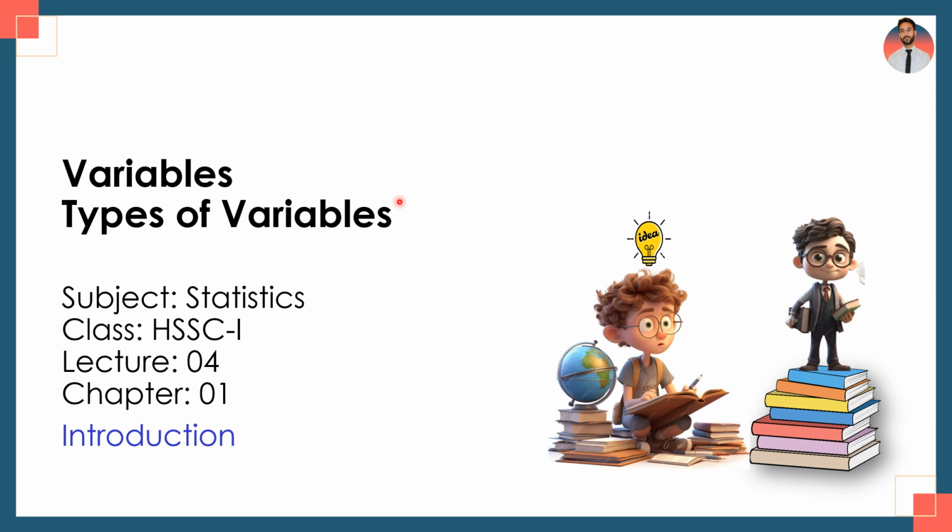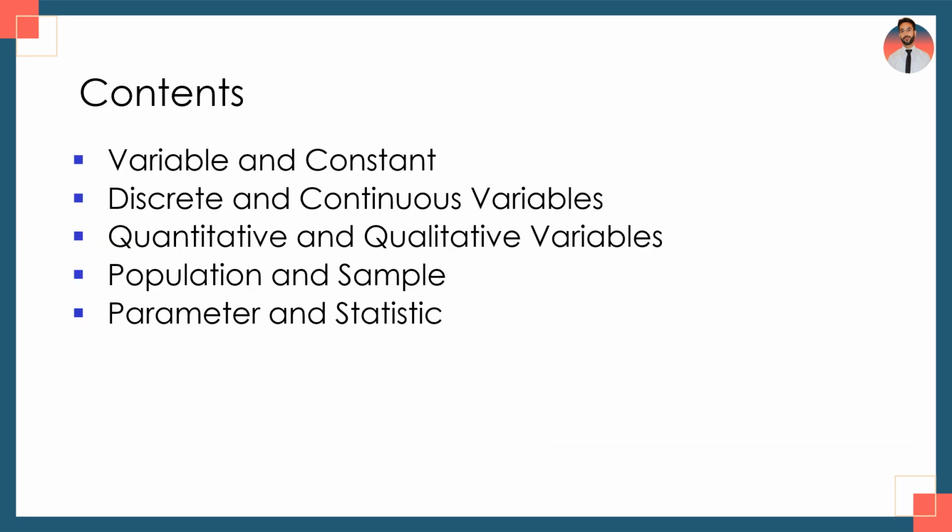So let's start the topic variables and types of variables. The contents of this lecture, I will cover these topics. First of all, I will discuss variable and constant. In the second point, I will discuss discrete and continuous variable. In the third point, quantitative and qualitative variable will be discussed. In the fourth point, I will discuss some other terms, population and sample. And the fifth point is parameter and statistics.